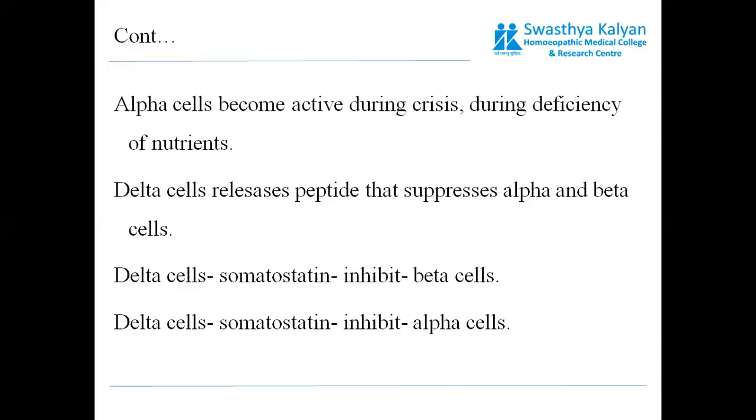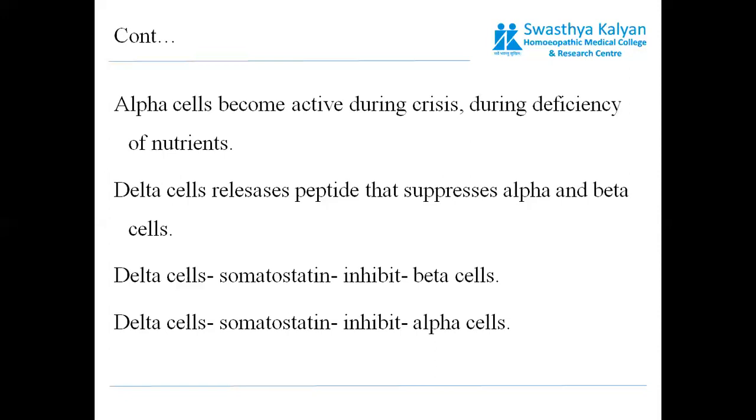So alpha cells are like alpha males. In the condition of crisis, they mobilize their resources. So alpha males are the macho men. They mobilize their resources. They release glucagon. When body nutrients are less, alpha males come into action. They are very competitive and they are rich males. They mobilize their resources under crisis condition. So alpha cells produce glucagon when glucose level is down.